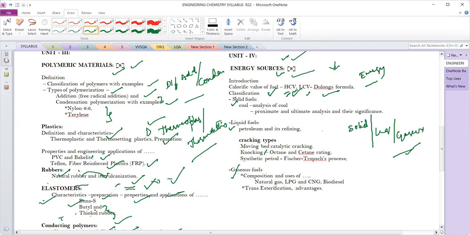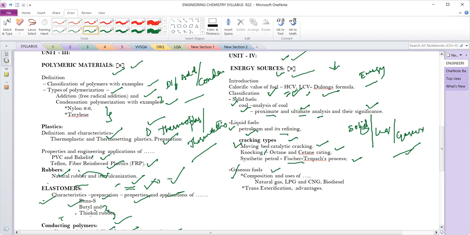In the solid fuels, you can see coal is there, and analysis of coal we learn on the basis of proximate and ultimate analysis, and also their significance, right? And next one is liquid fuels. In liquid fuels, we learn about petroleum and its refining process. Next, we learn some concepts like cracking types, moving bed catalytic cracking, knocking and octane cetane rating, as well as synthetic petrol. Here, the Fischer-Tropsch process is also there. That also we discuss.